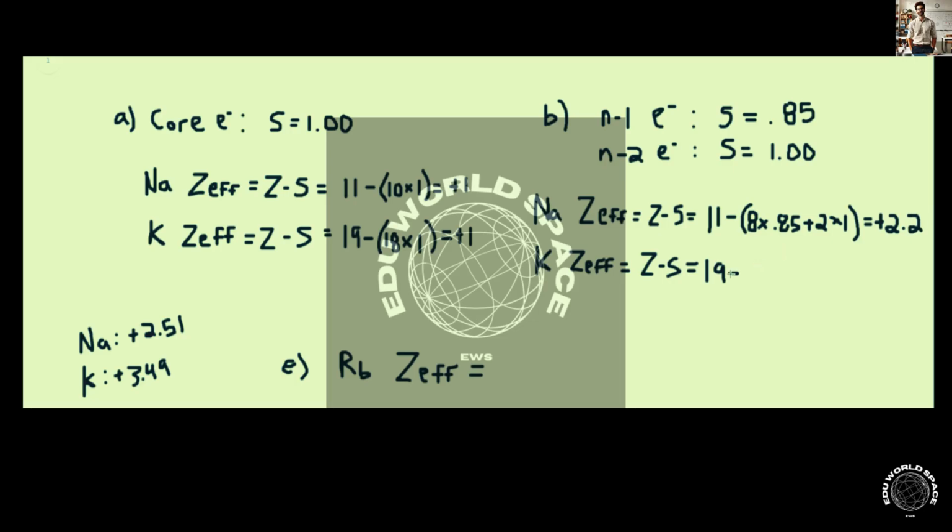And for potassium, there are again 8 electrons in the n-1, so it's 8 times 0.85 plus there are now 10 electrons in n-2. Really, there are 8 in n-2 and 2 in n-3, but they can't contribute more than 1 to the screening constant with these equations. So we're just going to call them all n-2, so 10 times 1. And this also gives us an answer of 2.2.